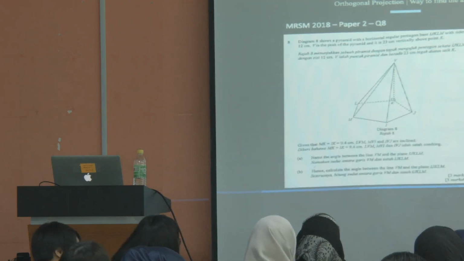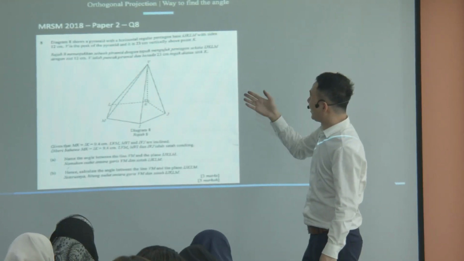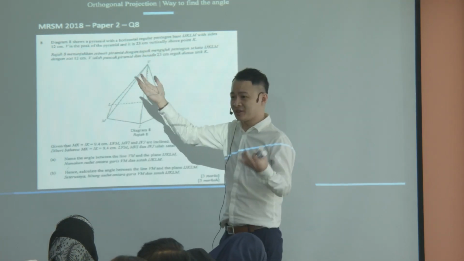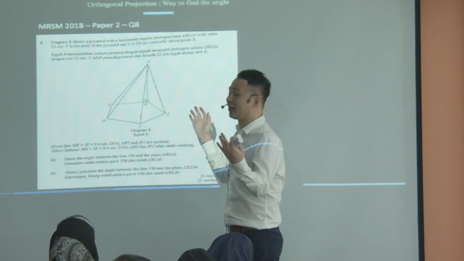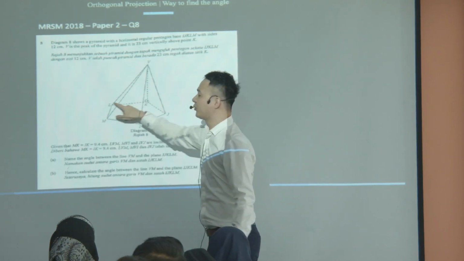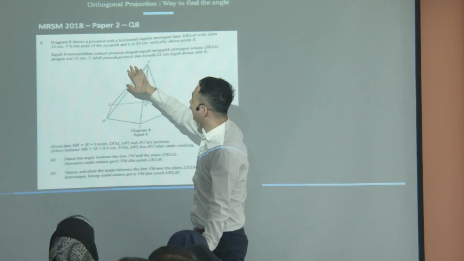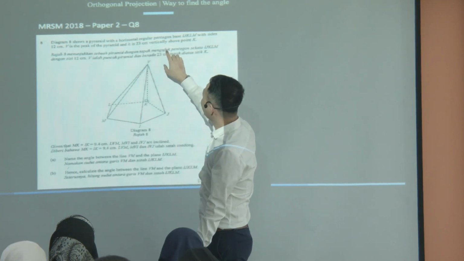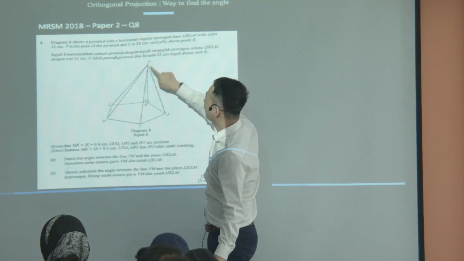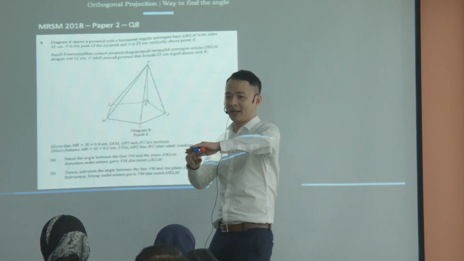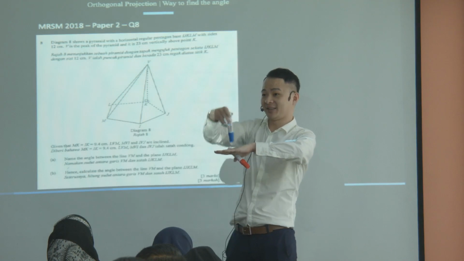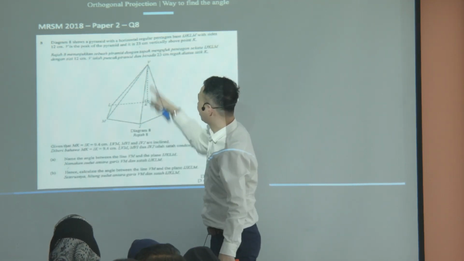Okay, this one, diagram 8 actually shows the pyramid with a horizontal regular pentagon. Regular pentagon is an important word here, because regular means all the sides are the same length. So with a side of 12, that means each of the lengths will be 12, 12, 12, 12, 12. All right, V is the peak of the pyramid and 23 centimeters vertically above K. So K vertical 23 centimeters, we get V. Vertical means what? If this is a horizontal plane, vertical means 90 degrees from the horizontal plane. Okay, so here is 23 centimeters.